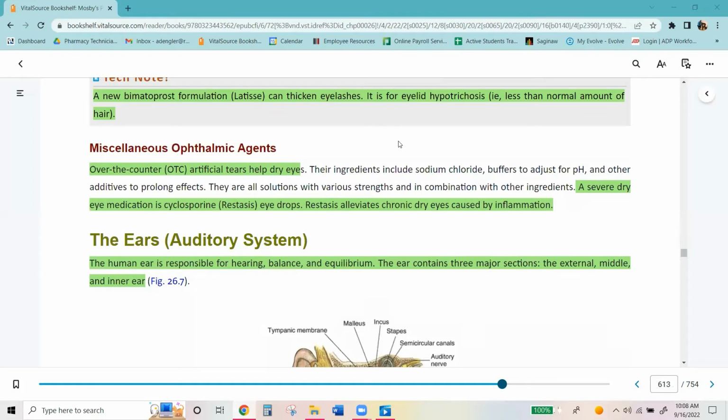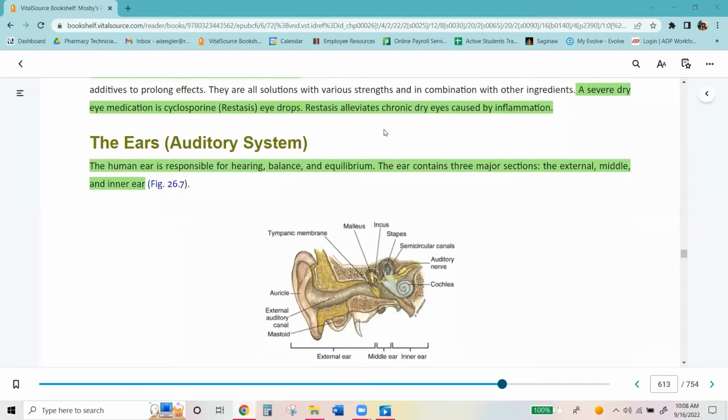Over-the-counter agents like artificial tears help people with dry eyes. It's a very common condition. A severe dry eye medication is Restasis, for prescription, but most of them are over the counter. Restasis alleviates chronic dry eyes caused by inflammation.